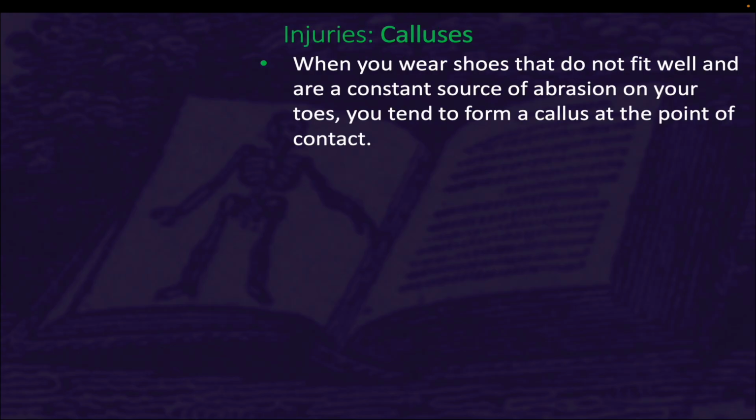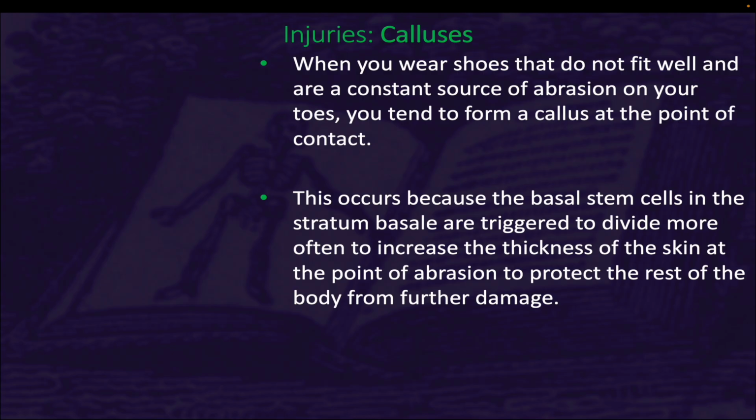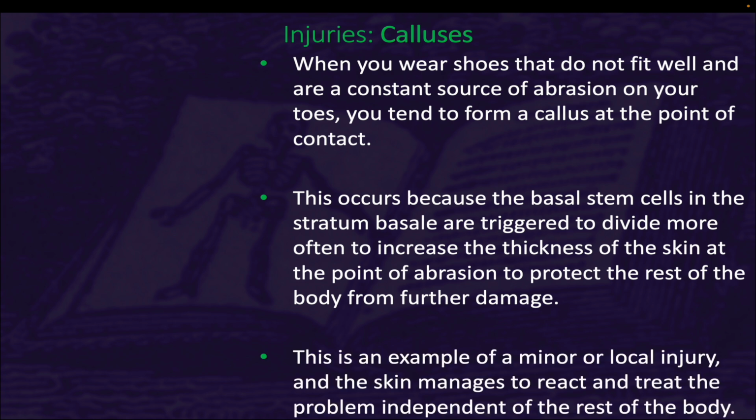When you wear shoes that do not fit well and are a constant source of abrasion on your toes, you tend to form a callus at the point of contact. This occurs because the basal stem cells in the stratum basale are triggered to divide more often to increase the thickness of the skin at the point of abrasion to protect the rest of the body from further damage. This is an example of a minor or local injury, and the skin manages to react and treat the problem independently of the rest of the body.